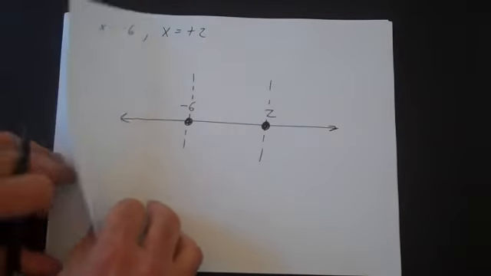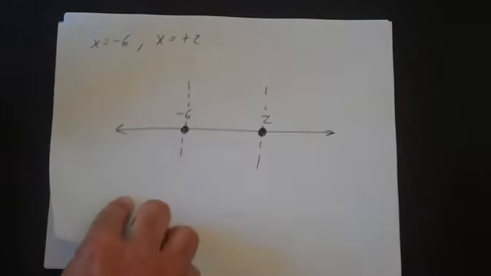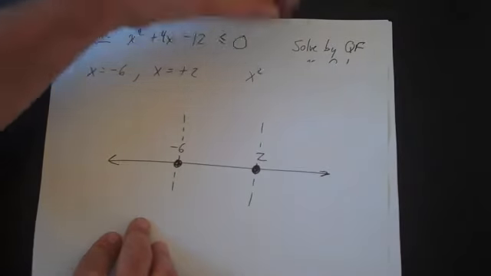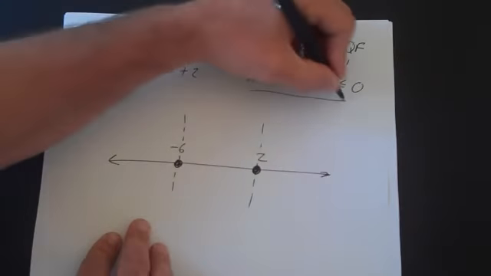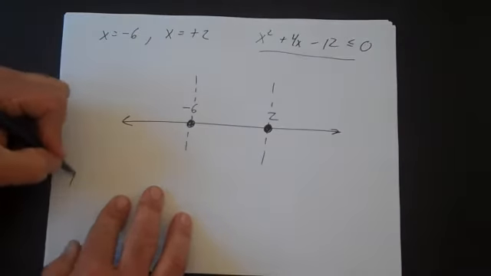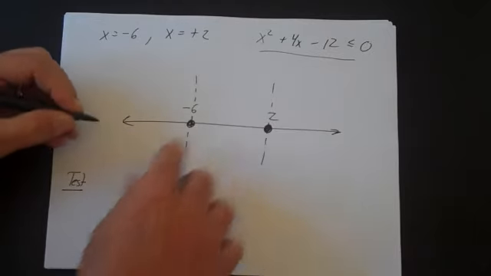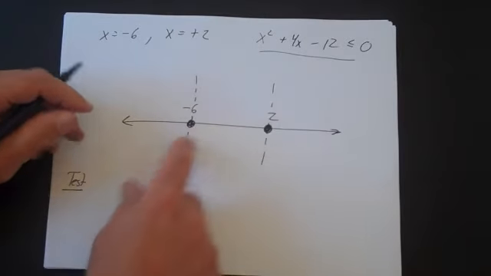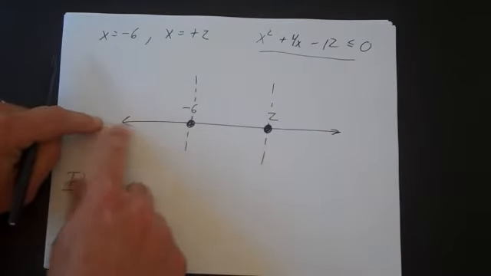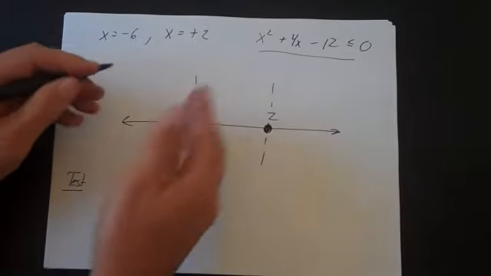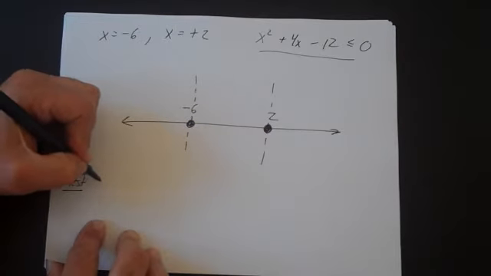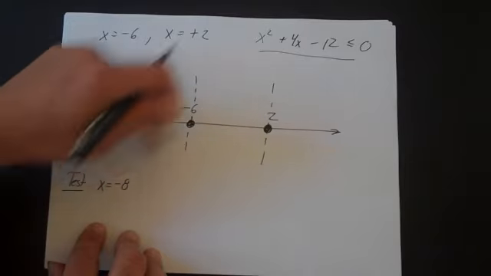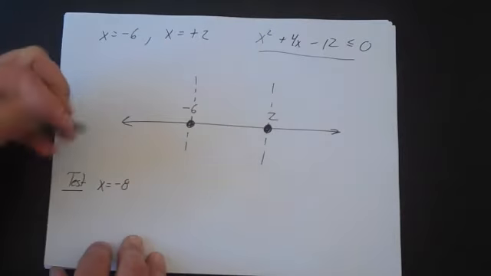So now I'm going to look at my original problem, which is x squared plus 4x minus 12 is less than or equal to 0. And I'm going to test x squared plus 4x minus 12. I'm going to take any number between minus infinity and minus 6. Doesn't matter which number you use. It just has to be in that region or interval. I'm going to choose x equal to minus 8. And I'm going to plug this in and see if this region is positive or negative.